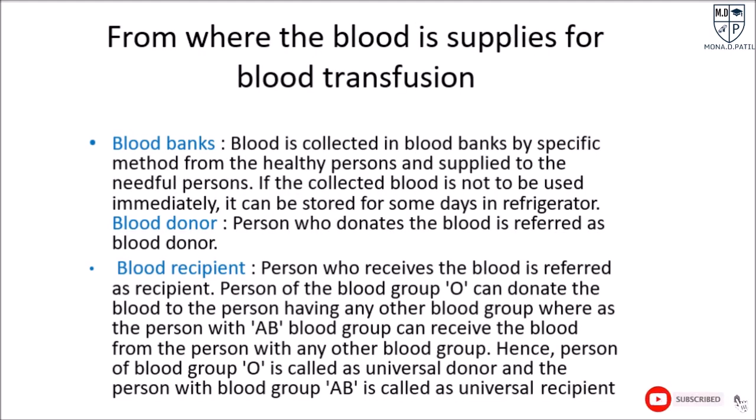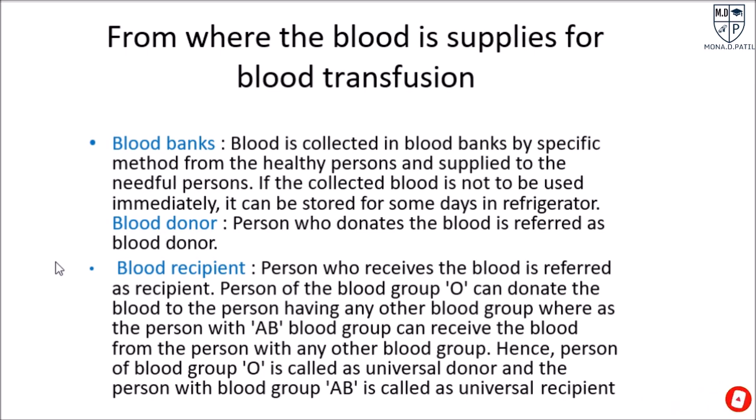Then from where is the blood supplied for blood transfusion? Like to store money, there are various banks. To store blood, there are blood banks. Blood is collected in the blood bank by a specific method from a healthy person and supplied to the needy person. If the collected blood is not to be used immediately, it can be stored for some days in the refrigerator. Such a place to store blood is called a blood bank. Now next, what is a blood donor? The person who donates the blood is referred to as the blood donor, and the person who receives the blood is referred to as the recipient.